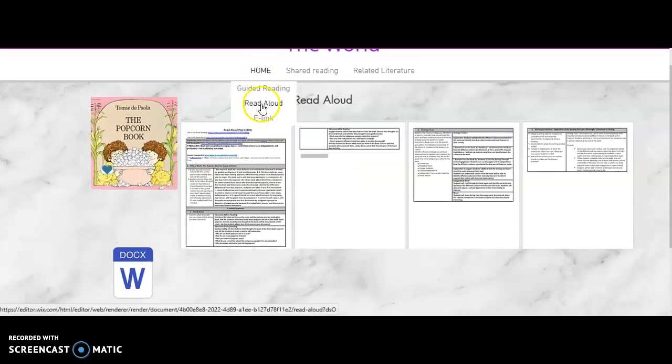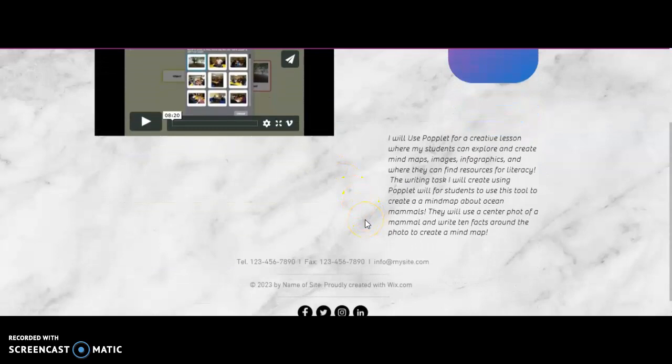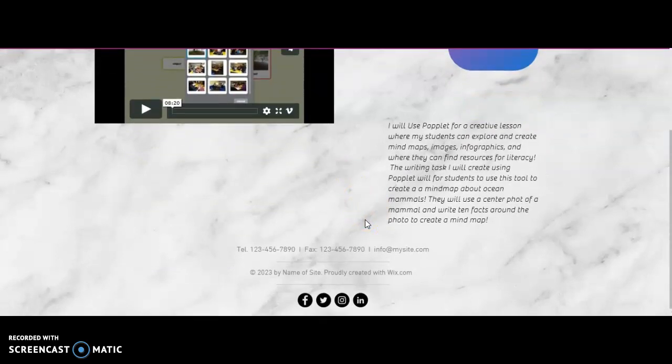Lastly is my e-tool unit, Poplet. Students can use this tool for many creative ways to support learning and brainstorming ideas for writing. Students can use this tool along with this E-Unit to engage in culture and food and learn how to relate the readings to their everyday experiences. Students can create mind maps to support their writing by including opinions, facts, and statements surrounding certain topics.